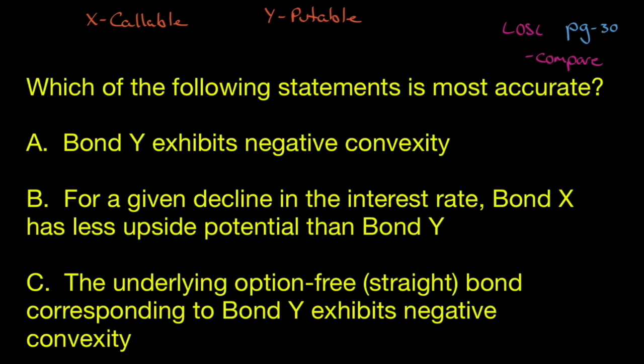All right, which of the following statements is most accurate? A, bond Y exhibits negative convexity. Bond Y is a puttable bond. Remember, straight bonds and puttable bonds have positive convexity only. We can get rid of A.